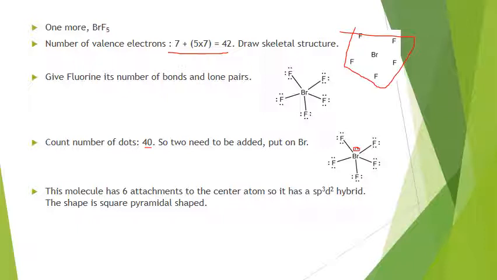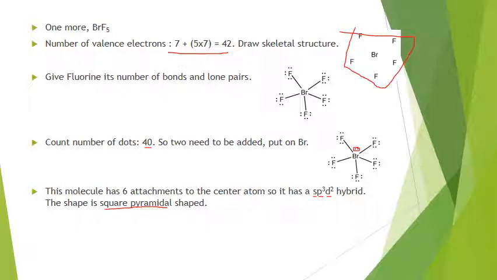Okay, so this molecule has 6 attachments: 5 bonds and 1 lone pair. So that hybrid is going to be sp3d2. So 1, 2, 3, 4, 5, 6. If you look up the shape, it's called square pyramidal.